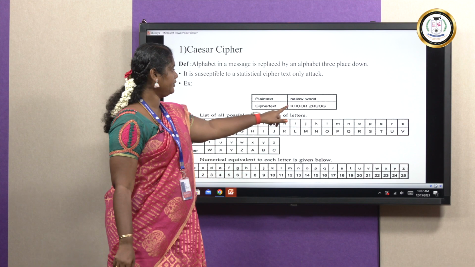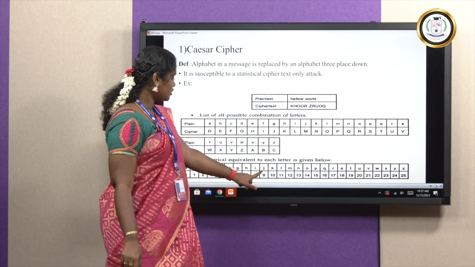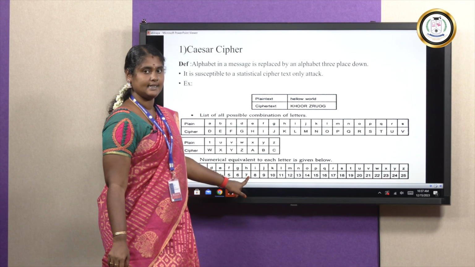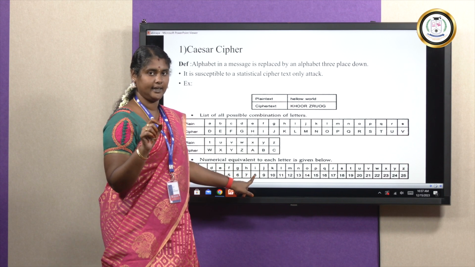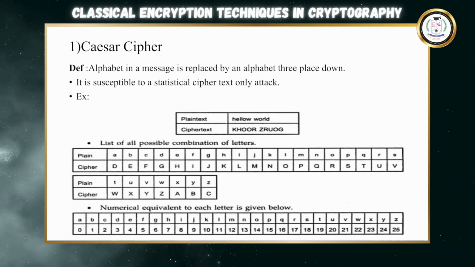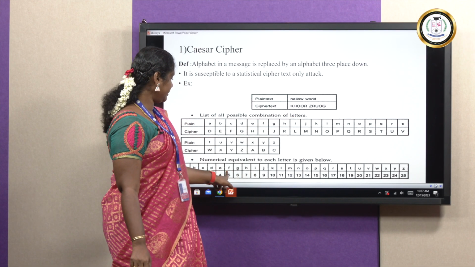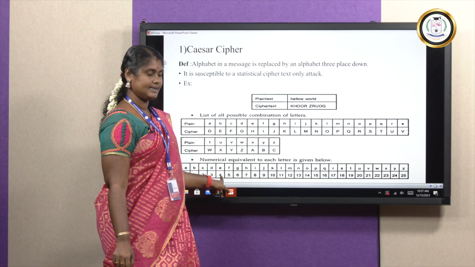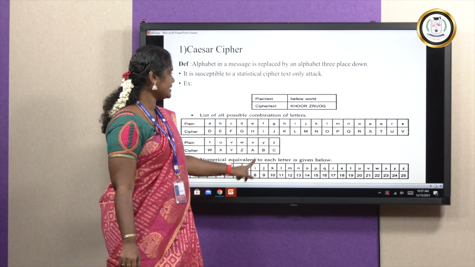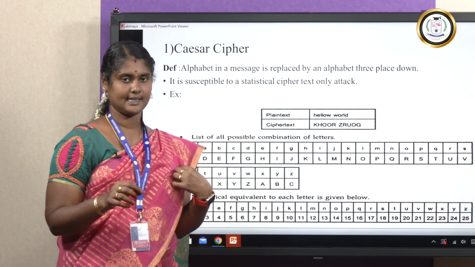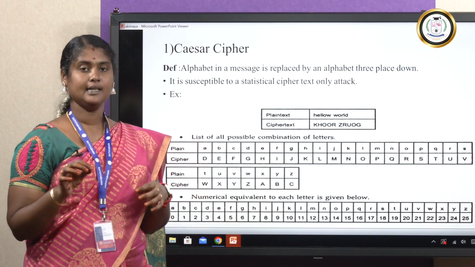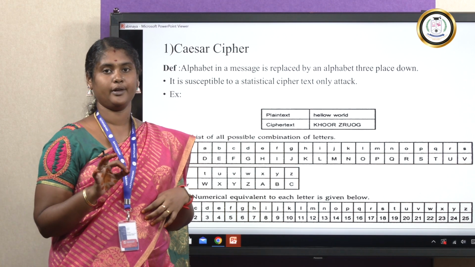For example, here we have plain text H. For H we have the number 7. In the Caesar cipher, plain text plus 3, that is the key, key equals 3. So 7 plus 3 is 10, so instead of H I replace K. Like that, E: what is the number for E? 4. So 4 plus 3 is 7, and in the 7th position we have H. So instead of E we represent H. That is the Caesar cipher, plain text plus key. The key value here is always 3.